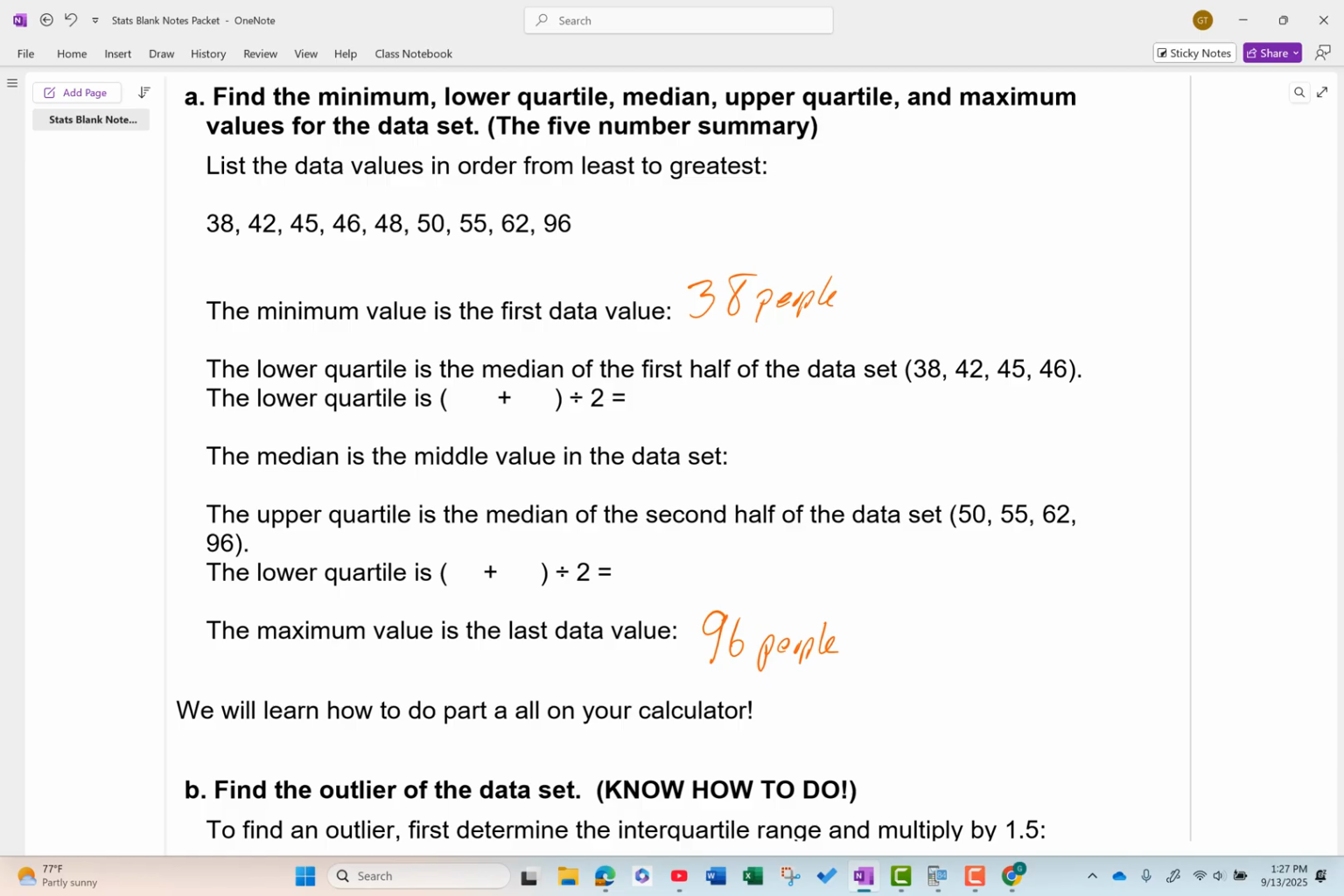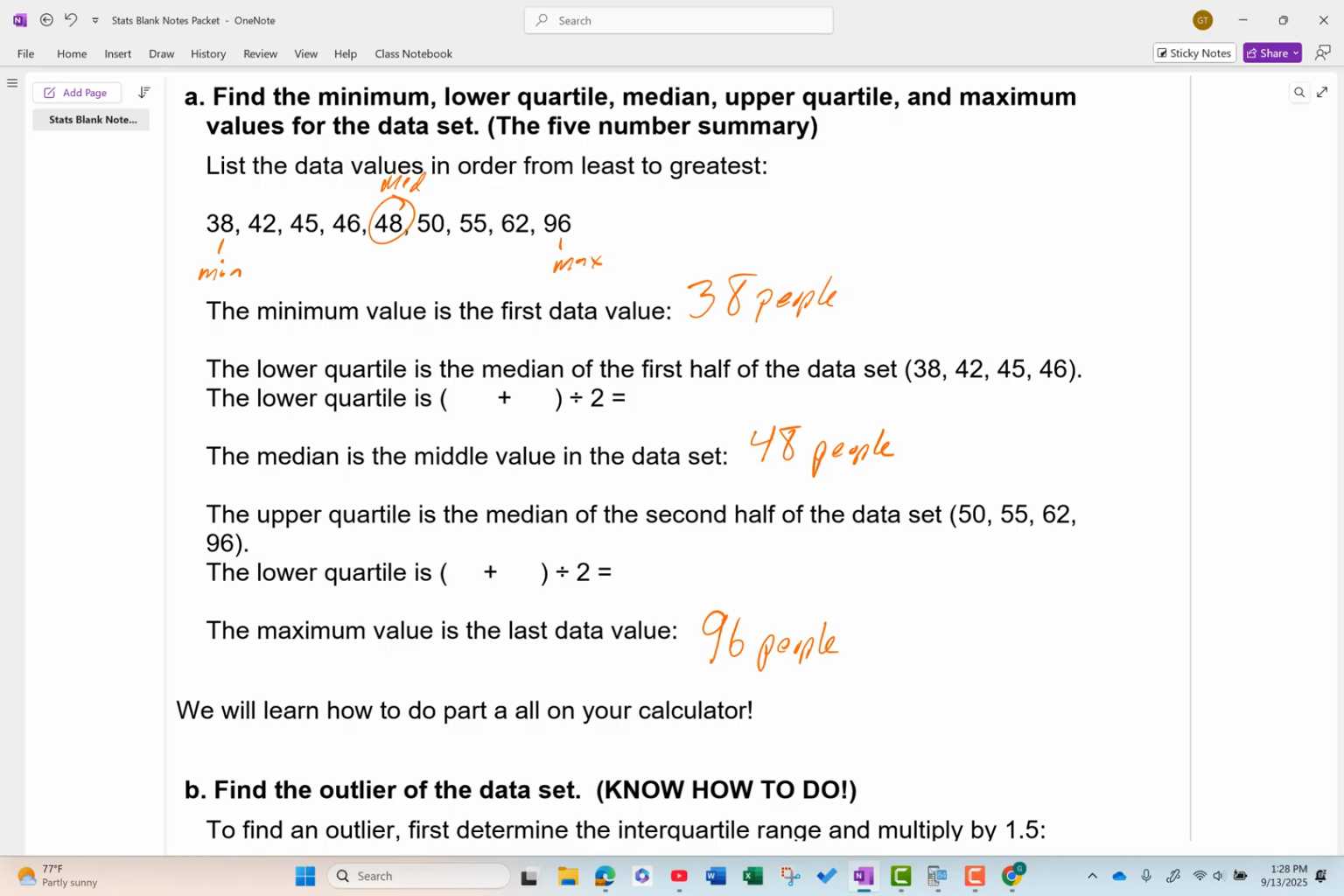I look and see that I have 1, 2, 3, 4, 5, 6, 7, 8, 9. I have 9 data points, which is nice. So I look to the middle, this 48, and that is going to be my median. So I have 48 people as my median. That's my middle value. Here's my max, here's my min. Now we have to figure out the upper and lower quartiles.